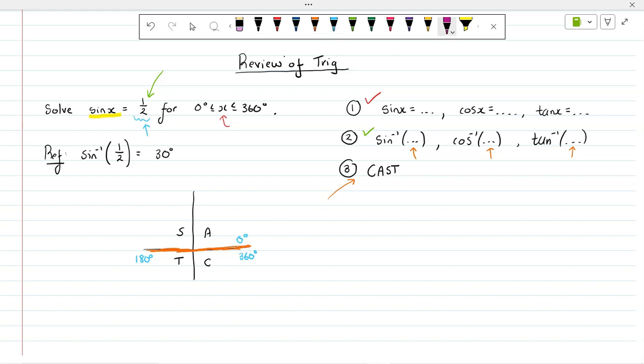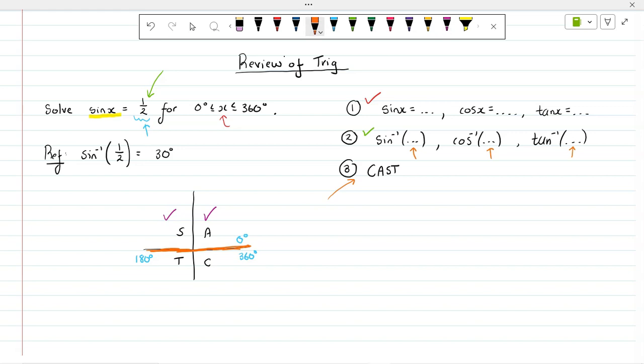So what you do in the CAST diagram is you mark where sine is positive. Remember, the CAST diagram tells you where these trig functions are positive. Every single trig function is positive in the first quadrant, where the A is. So that means sine x is positive here. And then remember, S stands for sine. This is where sine is positive, so that's correct. The T quadrant is only where tan is positive, so sine's not positive there. And the C quadrant is only where cos is positive, so sine is not positive there. So that means our solutions are only in the top 2 quadrants here.